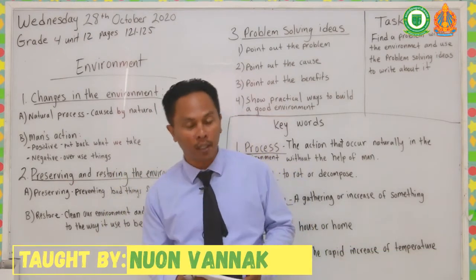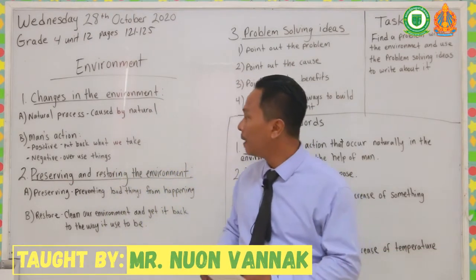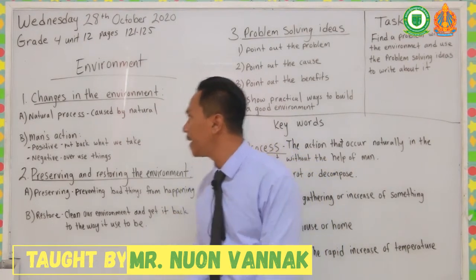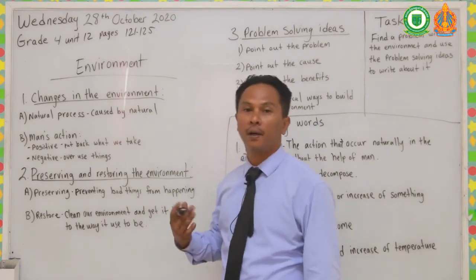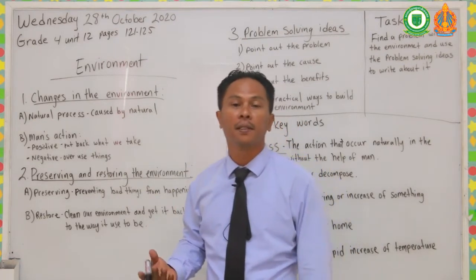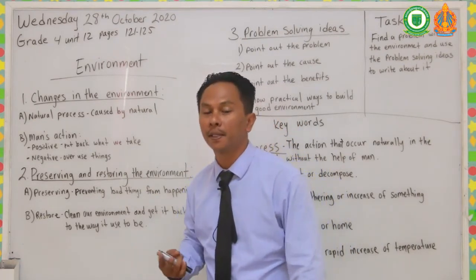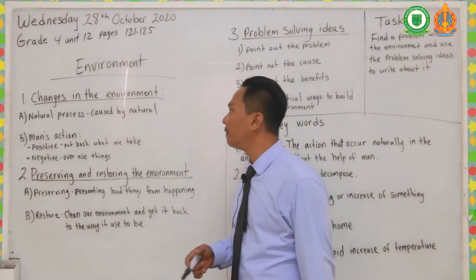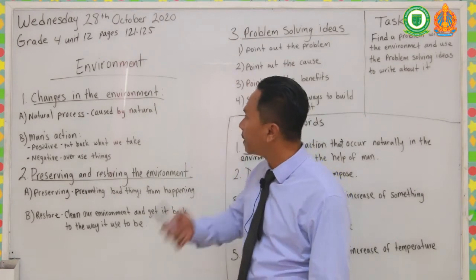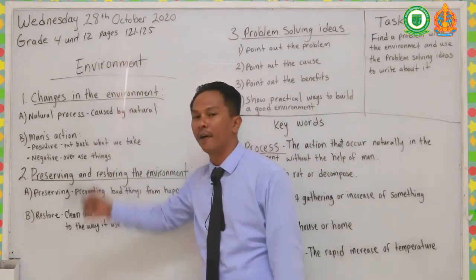So again, everybody, thank you for turning in task 1. So when you guys read the text, we read about environment, right? And environment, again, is the things that are surrounding us. And there are 2 types. We have social environment and natural environment. Okay, very good. Now, in this unit, they're talking about the changes in the environment.